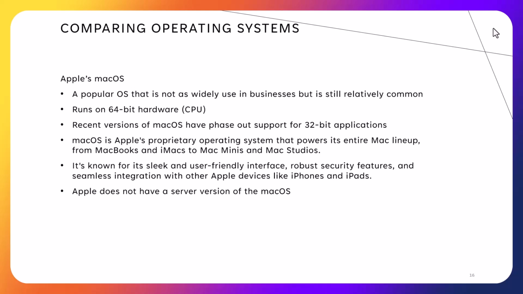Apple's Mac OS is a popular operating system. It's not as widely used in business, but it's still relatively common. It runs on 64-bit hardware, in other words, a 64-bit CPU. The recent versions of the Mac OS have phased out support for 32-bit applications. So at this point, if you're buying a newer Mac with the latest Mac OS, you're only going to be able to run 64-bit applications.